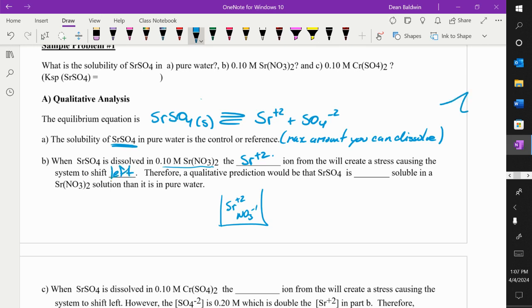Left. Therefore, qualitatively, we would say strontium sulfate is less soluble in strontium nitrate. That's all we can say right now. We'll do the math in a sec. But we're just saying that it's less soluble because we already have strontium in our beaker. Are we good? Okay.